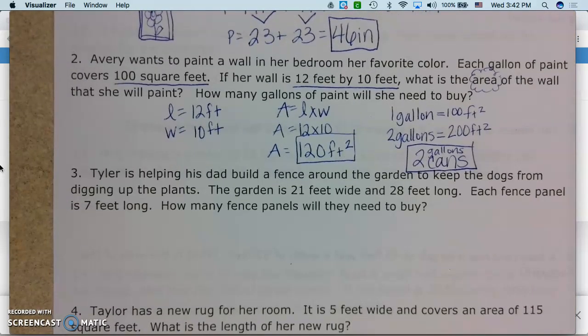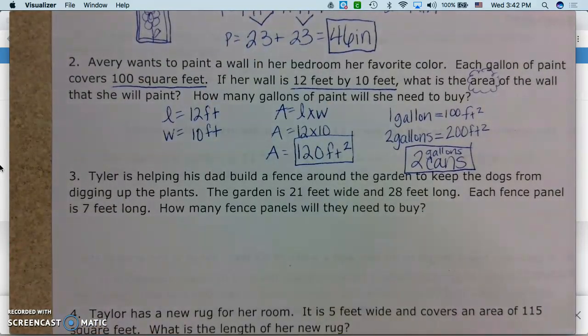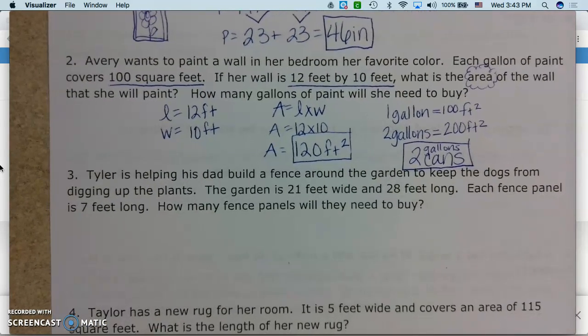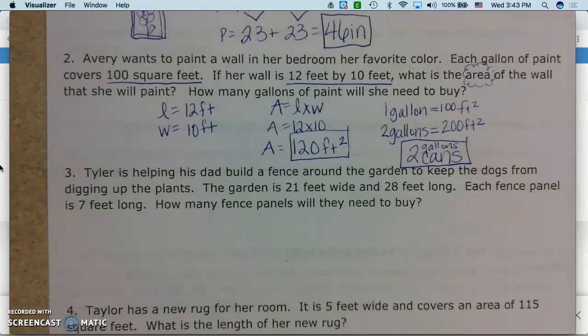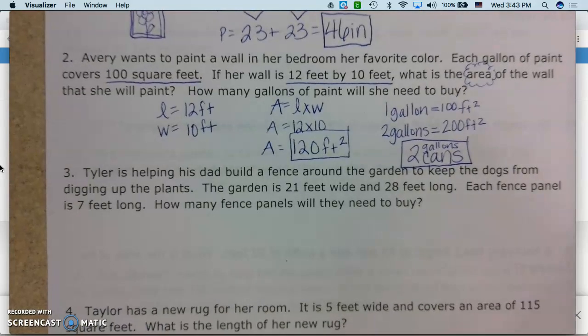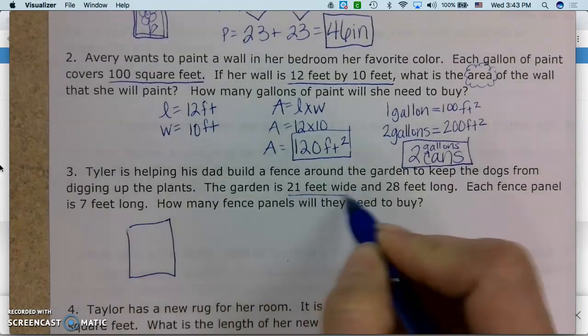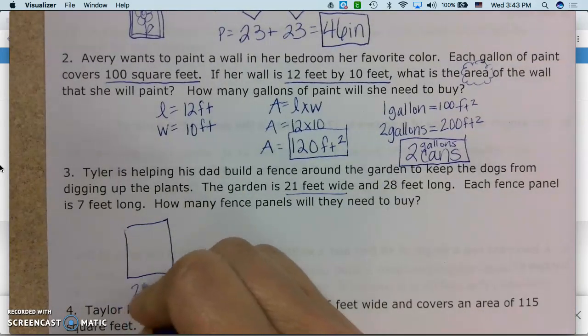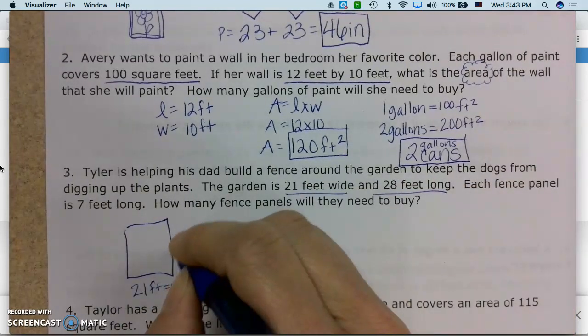Number 3, make sure that you answer the questions that are being asked in the problem, okay? All right, number 3, so Tyler and his dad built a doghouse, and sorry, not that problem. So they're building a fence around the garden to keep the dog out. And so think about a fence. Fence would be perimeter. And the garden is 21 feet wide. And it is 28 feet long.